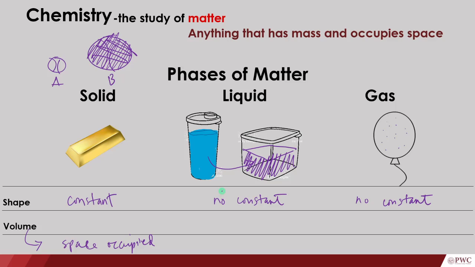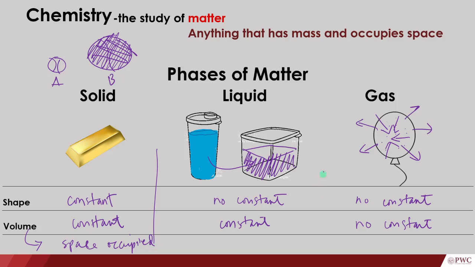So let's determine whether the volume of solids is constant or not. Obviously for solids, their volume is constant. And the same thing for liquid, their volume is also constant. That's different for gases, because gases can expand, so they can increase their volume. Gases also can be compressed into smaller spaces, so their volume can decrease. So gases have no constant volume.